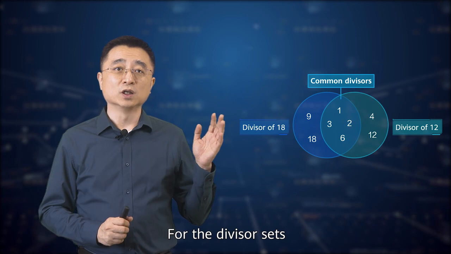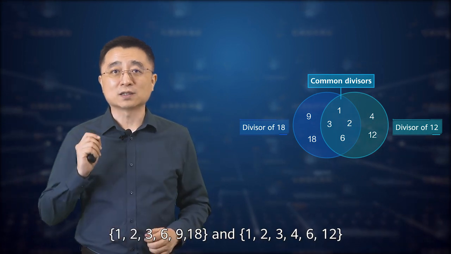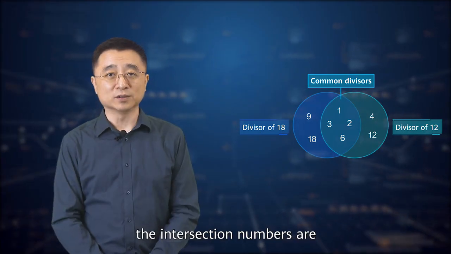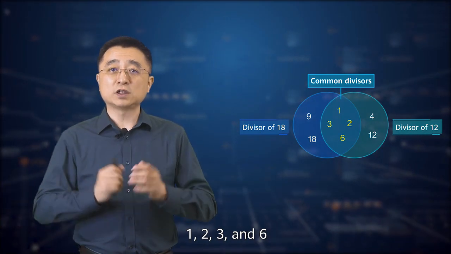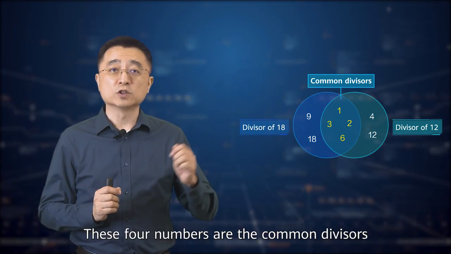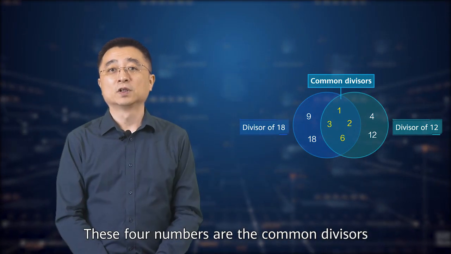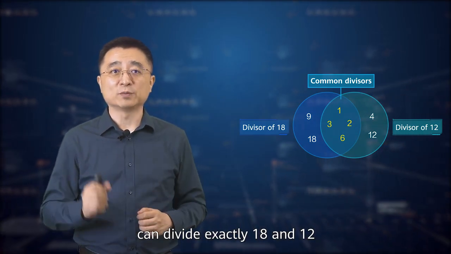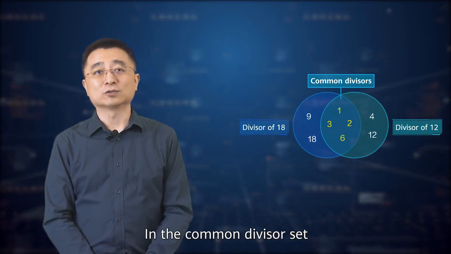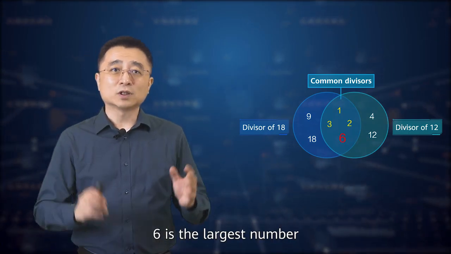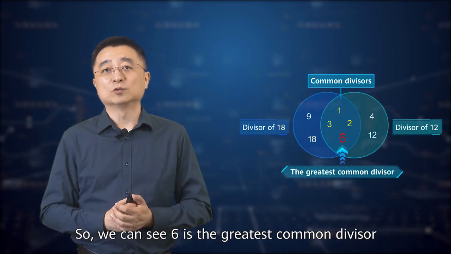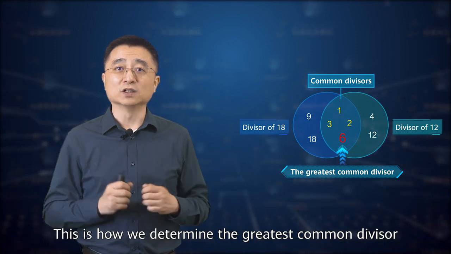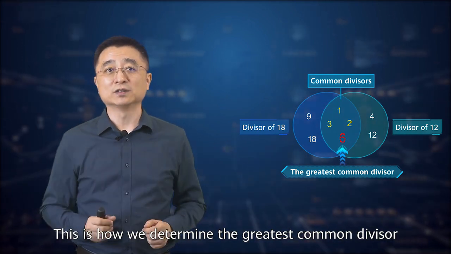For the divisor sets 1, 2, 3, 6, 9, 18 and 1, 2, 3, 4, 6, 12, the intersection numbers are 1, 2, 3, and 6. These four numbers are the common divisors, as they can both divide 18 and 12 exactly. In the common divisor set, 6 is the largest number, so we can say 6 is the greatest common divisor. This is how we determine the greatest common divisor.